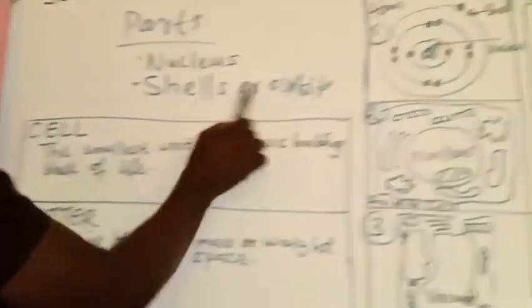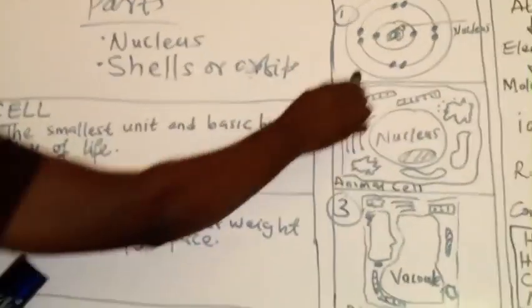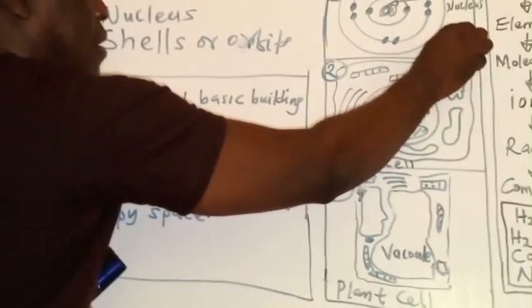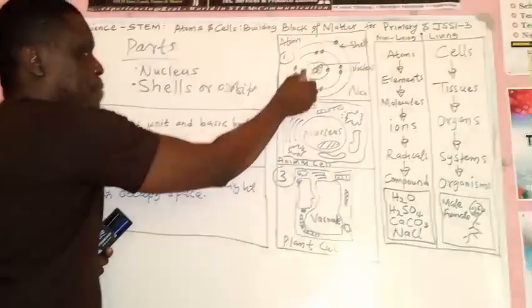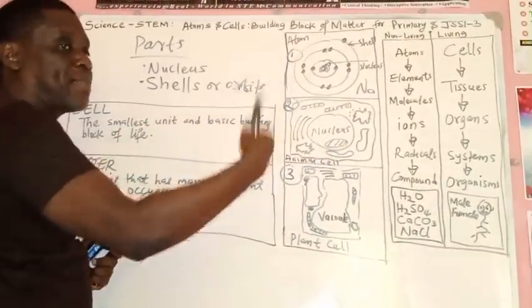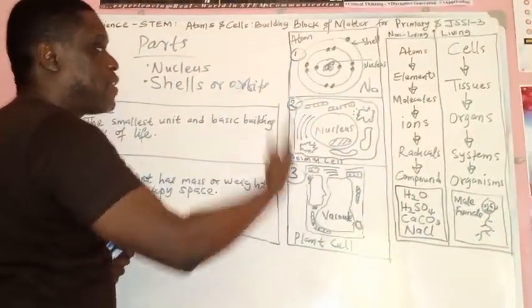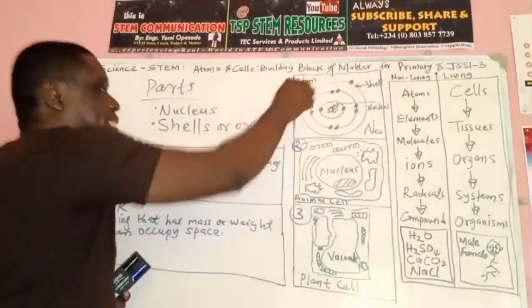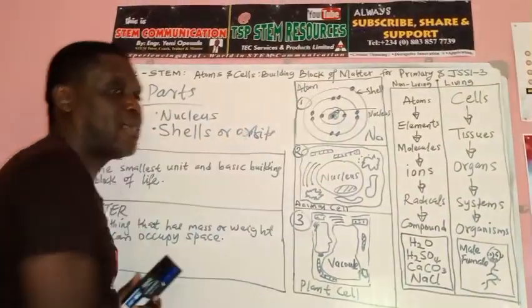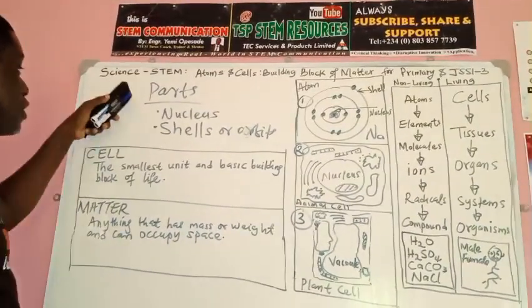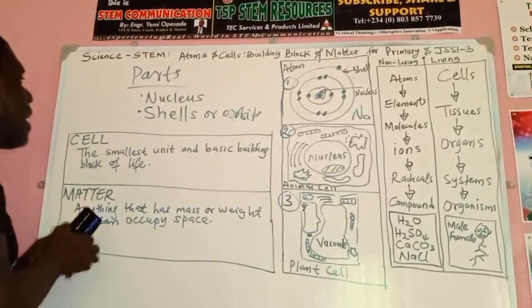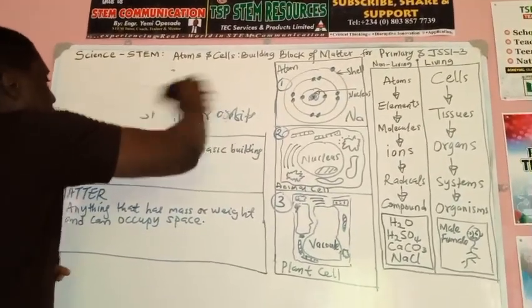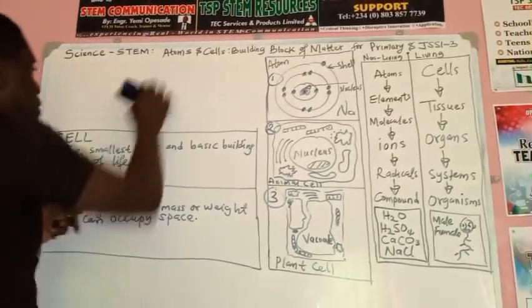Another name for the shell is what? Orbit. For sodium, Na is the symbol for sodium. It has 3 orbits. Different substances, different elements, have different numbers of orbits, okay? But the nucleus is at the center. So don't forget, the parts of an atom are the nucleus and the what? The shell. Now, again, an atom has some particles. What are the particles that we can find in an atom?